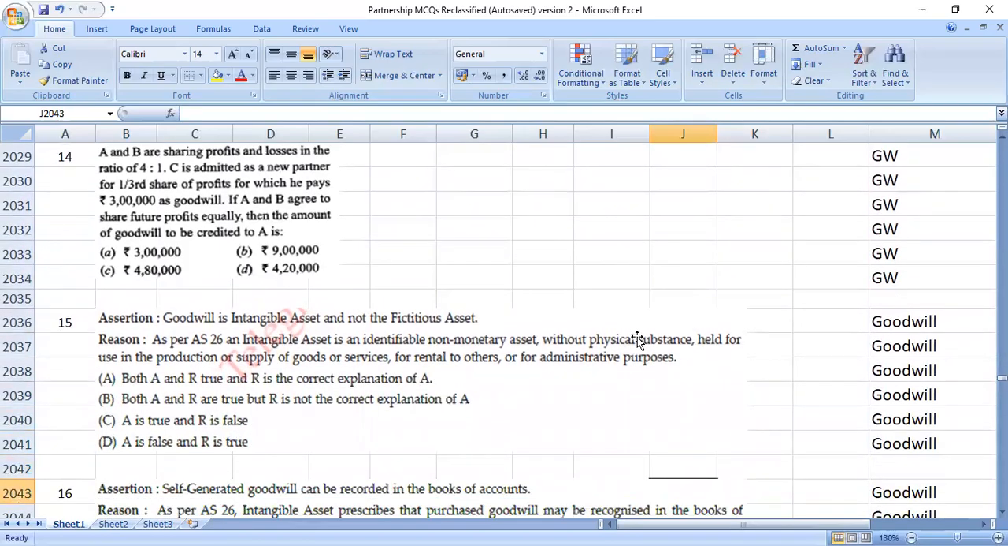A and B are sharing profits and loss in the ratio 4:1. C is admitted as a partner for 1/3 share, for which he pays 3 lakh as goodwill. A and B agree to share future profits equally. Then the amount of goodwill to be credited is, old ratio of A is 4/5, new ratio is 1/3. What happens? 3 into 4, 12, 5 minus 5, 12 minus 5 is 7/15 is a sacrifice made by A.